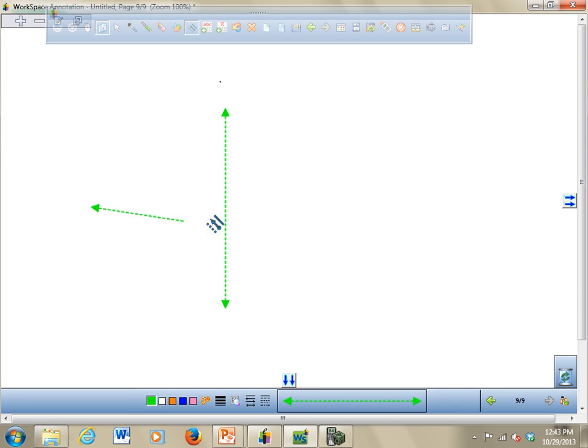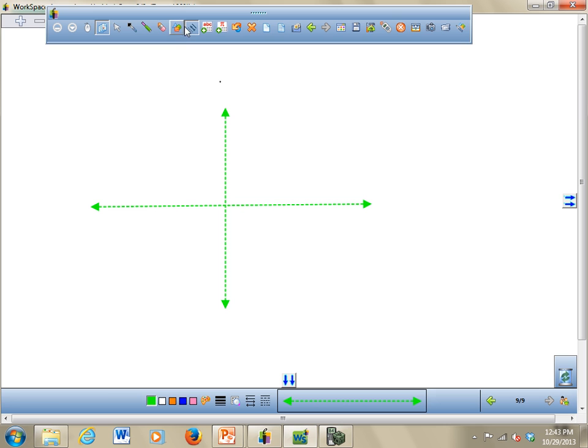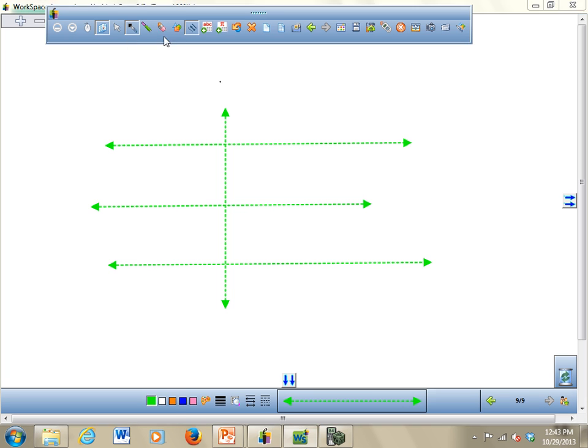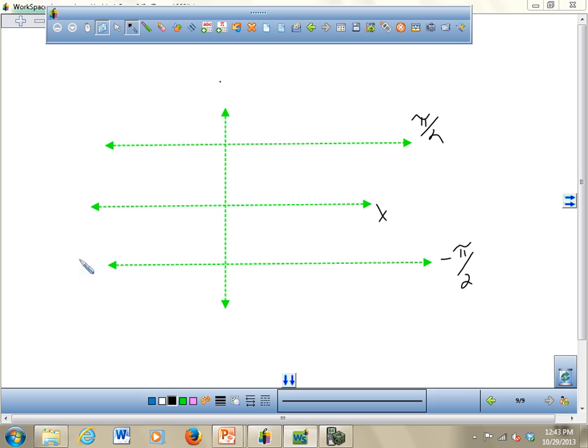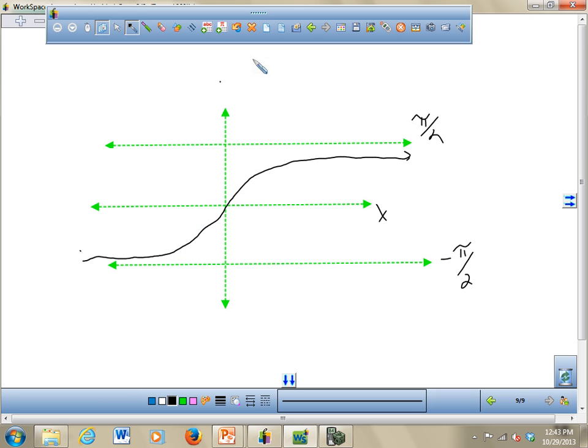If you were to graph it, inverse tangent goes like this, goes like this. It has asymptotes here at pi over 2 and here at negative pi over 2. So this is pi over 2, this is negative pi over 2, and this is the x-axis, and it starts down here, has an asymptote, goes up here, and has another asymptote, okay? And that's what the graph of inverse tangent looks like.